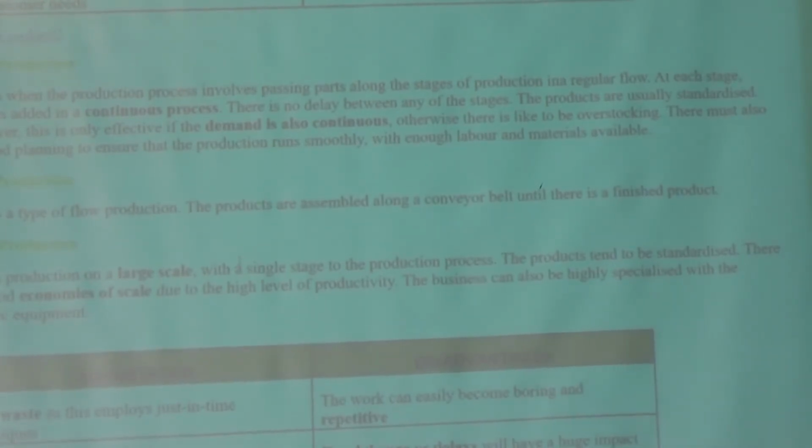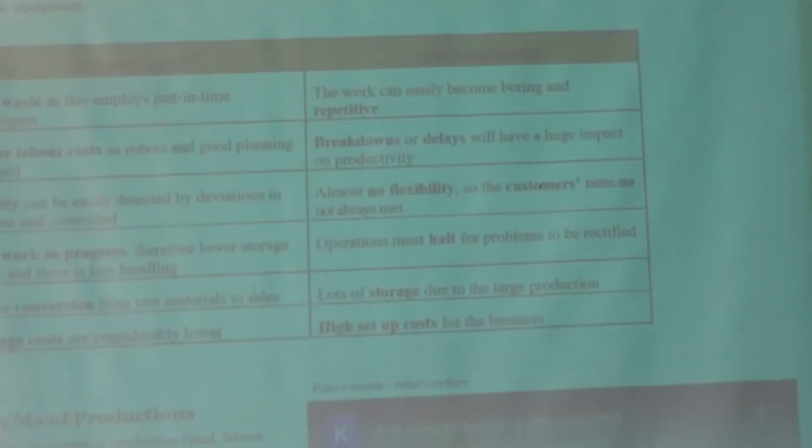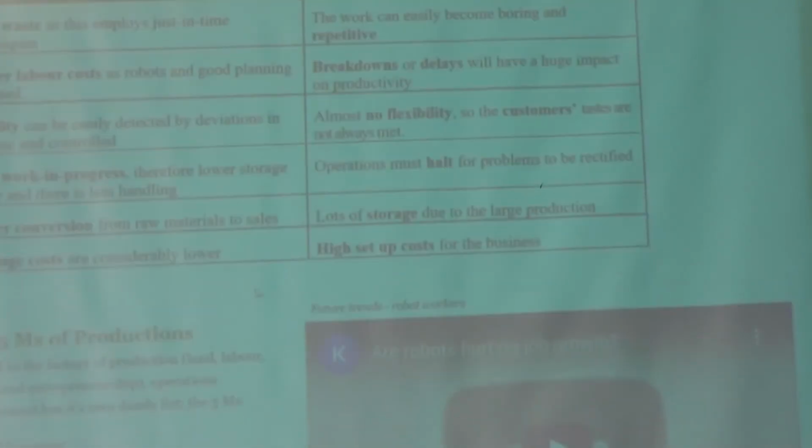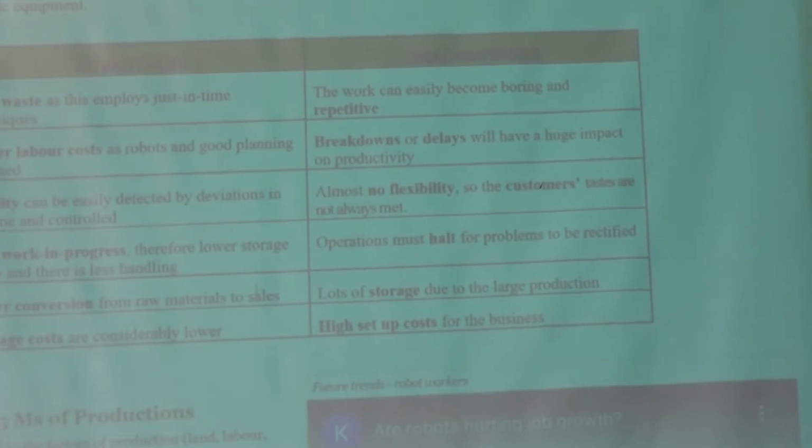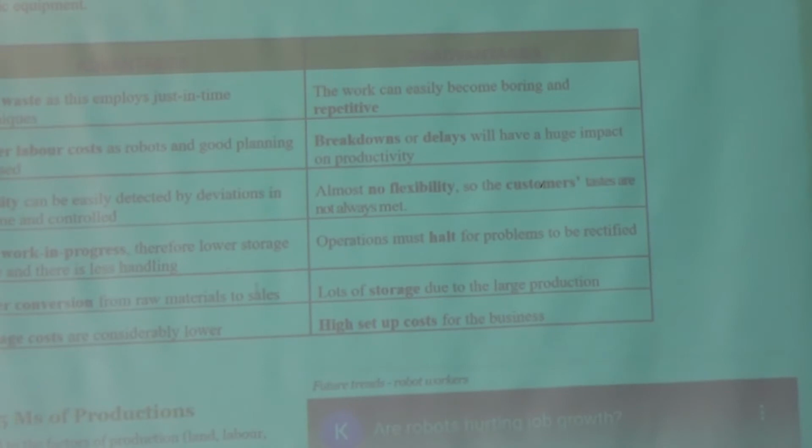Line production is a type of flow production. The products are assembled along assembly lines. Mass production is flow production again, I think it's very similar. Of course, these have tremendous benefits in terms of economies of scale. We usually reach economies of scale in these cases.